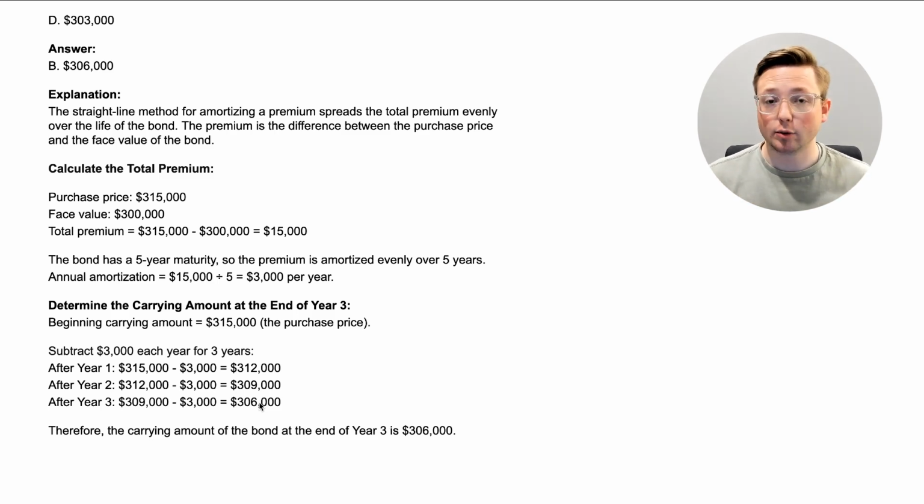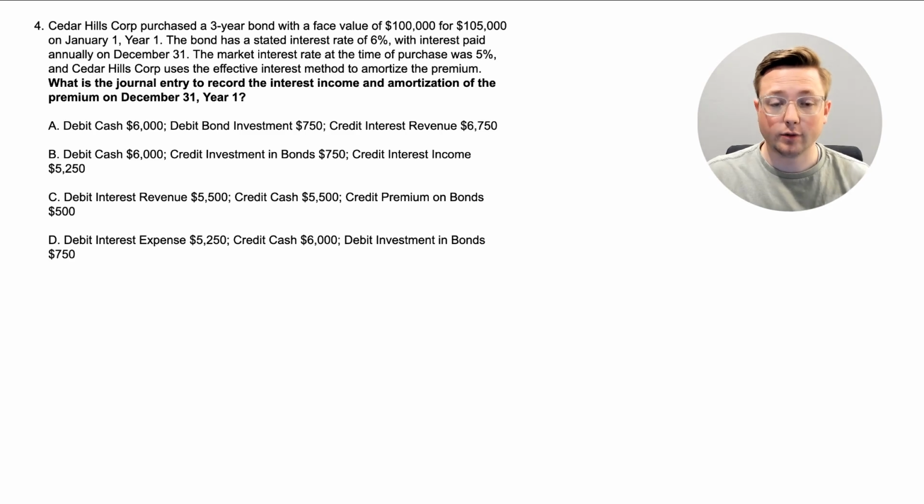Now let's go to the next couple questions, and we're going to talk about the journal entries that go along with what we've been talking about to help it click a little bit more and show you what's actually happening. Let's go to question 4. All right, here we are at question 4. What is the journal entry to record the interest income and amortization of the premium on December 31st, year 1?